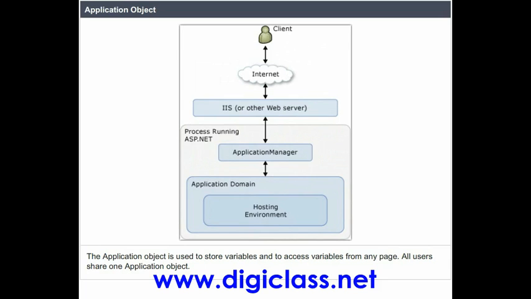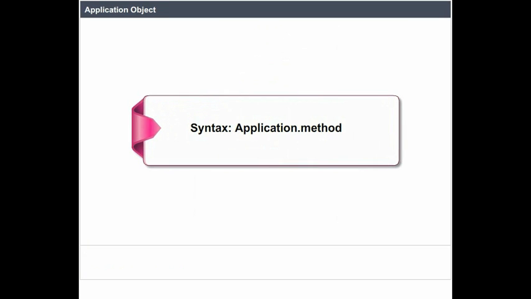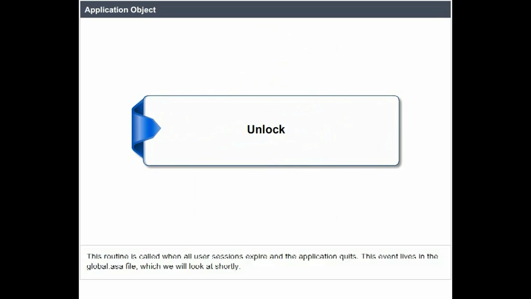Application object. The application object is used to store variables and to access variables from any page. All users share one application object. Syntax. Application.method. Methods. Lock. Prevents other users from changing the application object's properties. Unlock. Allows other users to change the application object's properties.